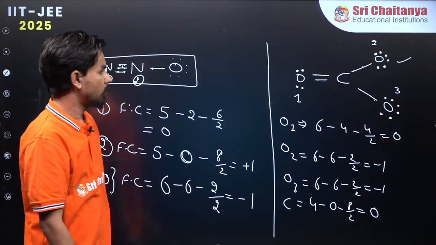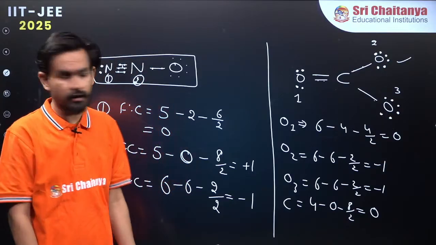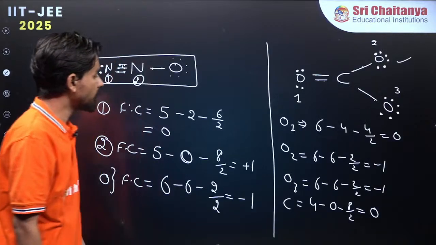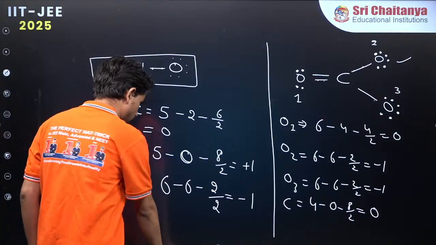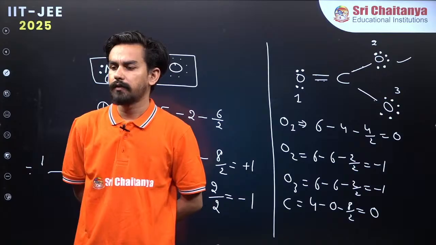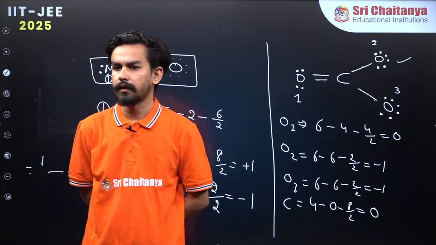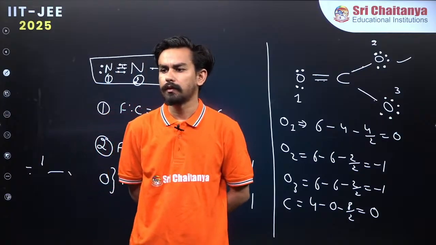Is it stable? Obviously, it is an ion. It is not stable by itself. It is an anion, so it will be stable with a cation. I think that's enough for today. If there is some doubt, you can ask. Else, that's it.